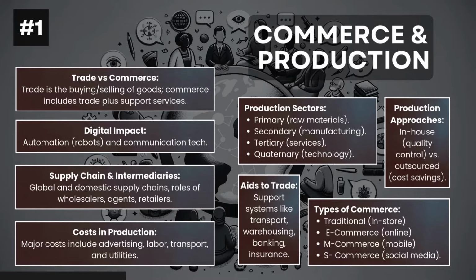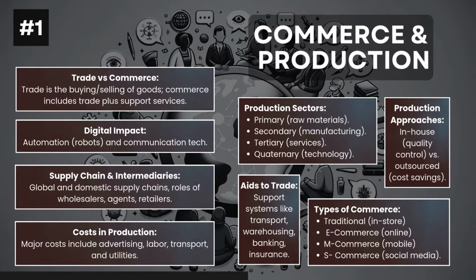Topic number 2 is types of commerce. There are 4 types of commerce in our syllabus. Traditional commerce is face-to-face transactions in physical stores. E-commerce is online shopping, like buying clothes from Amazon. M-commerce is transactions made on mobile devices such as food delivery apps, while S-commerce is social media-driven commerce, like purchasing products through Instagram or Facebook ads.